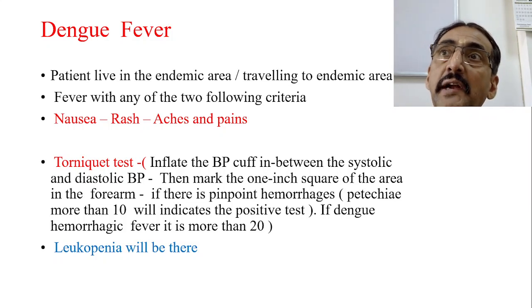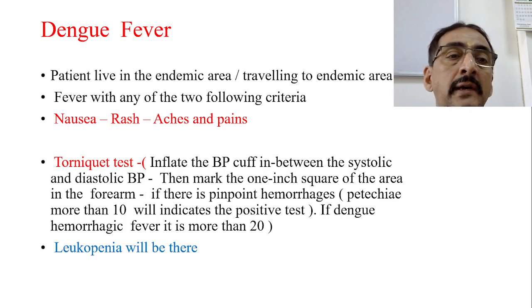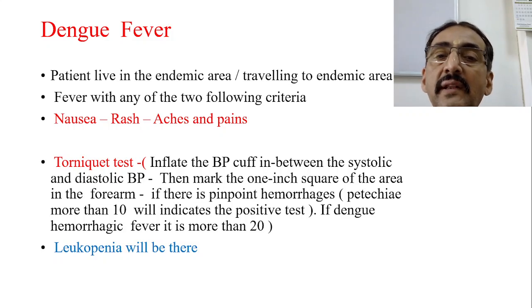Now, therefore, the tourniquet test is quite useful to identify whether bleeding is there or not. What you have to do? You just inflate the BP cuff in between the systolic and diastolic BP.